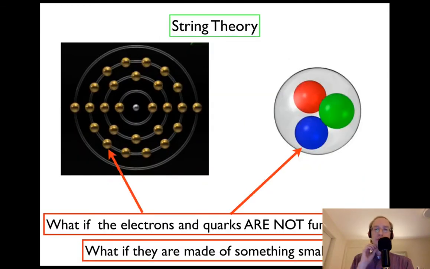So what is string theory? Just what's the basic concept? Again, I'll give it to you briefly. String theory begins with a hypothetical question, namely, what if the electrons and quarks are not fundamental? What if they're made of something smaller? Now we're leaving the realm of experiment, because experimentally, as far as we know, the electrons and quarks are fundamental. We have no evidence they're made of anything smaller, so string theory begins with this hypothetical question, well, what if they are?